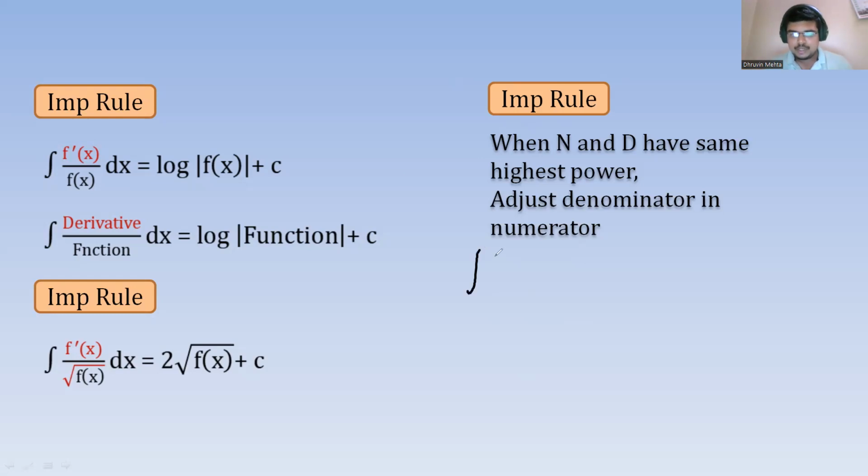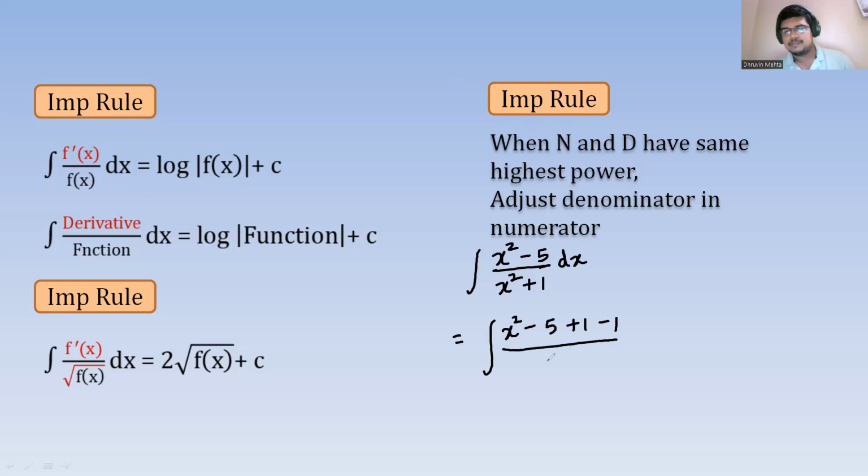Let's say I ask you to integrate x square minus 5 upon x square plus 1. Let's say I give such a question. First of all, do you realize here that the numerator and denominator have the same highest power? Yes. So in this case, we have to adjust the denominator in the numerator. Now what do I mean by this? This denominator we have to create in the numerator. How can we create that? So we will add 1, and subtract 1.